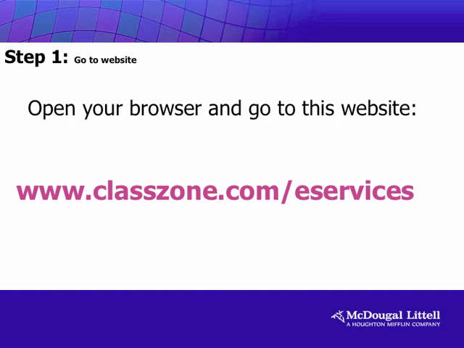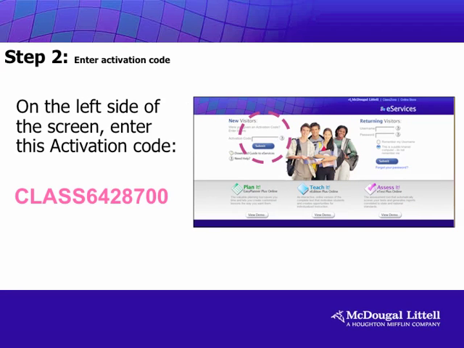Once you've done that, you'll see two options, new visitors and returning visitors. Assuming you haven't used this system before, you're going to go to the new visitors side. If for some reason you have used this system before, and have a username and password, then you can click on the returning visitor side, but most of you should be new visitors. In the activation code box, you're going to write the code that you see here on your screen, class 6428700, and then click submit.